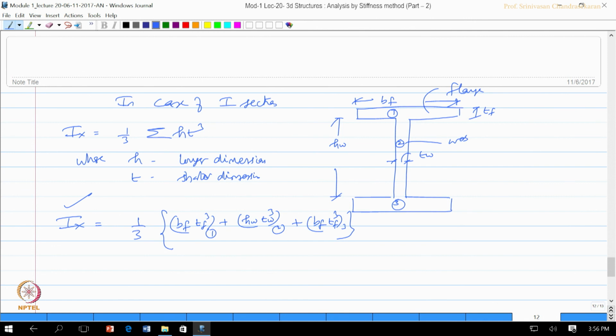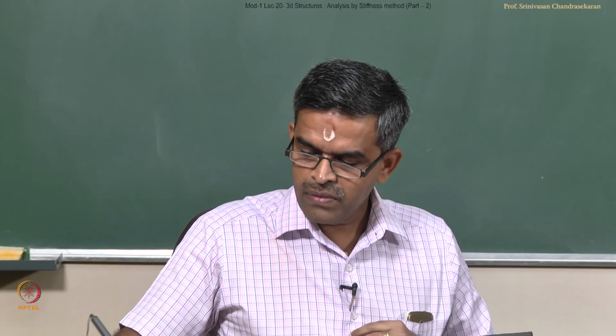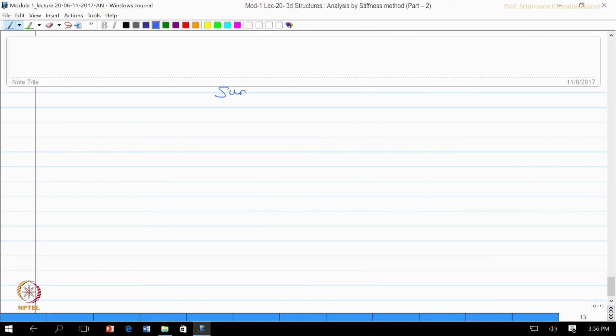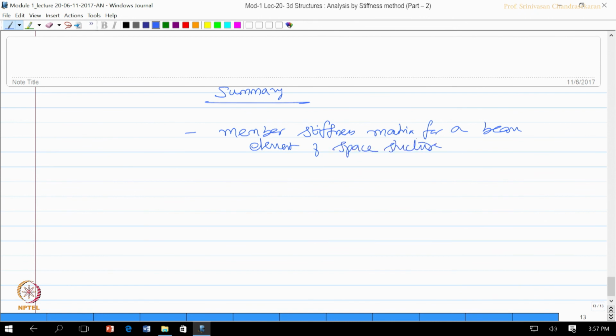So, now for the 3 dimensional member aligned in space, we know how to compute the member stiffness matrix for a beam element of space structure. So, we know that this k is going to be 12 by 12, which is actually an extended derivation of 2D system. We have also explained how to compute the torsional constant using approximate relationship for these members.